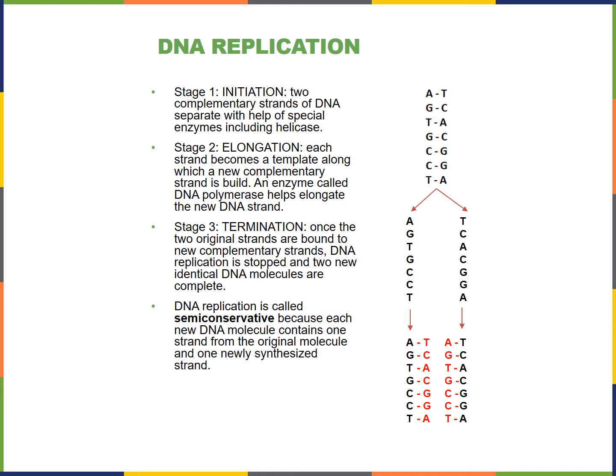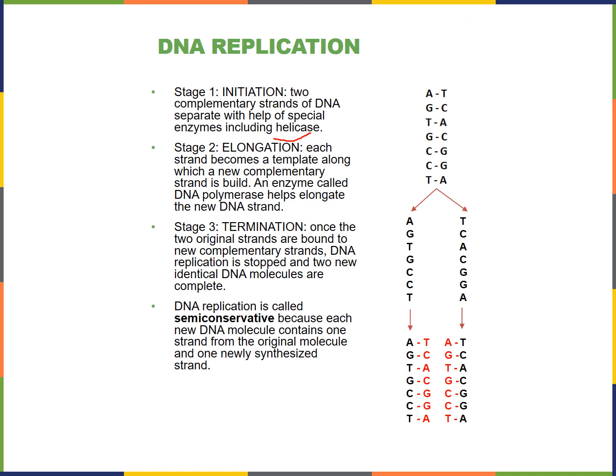How does the DNA replication actually happen? It happens in stages. The first stage is called initiation, the second stage is called elongation, and the third stage is called termination. In the initiation, 2 complementary strands of DNA separate with the help of special enzymes, including helicase. So you have to separate them first, okay?